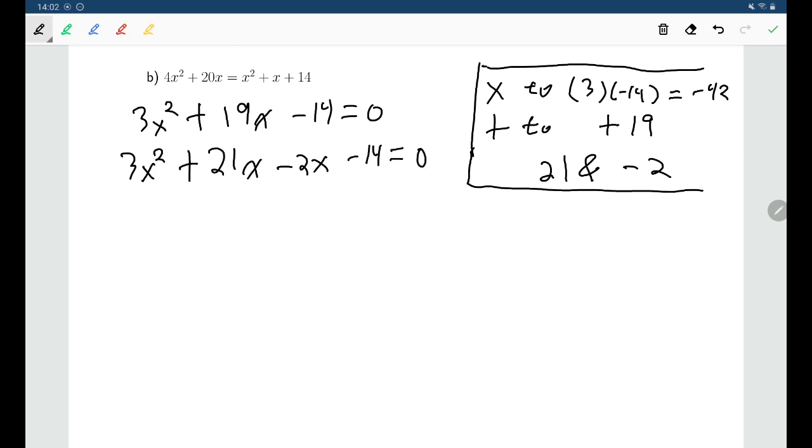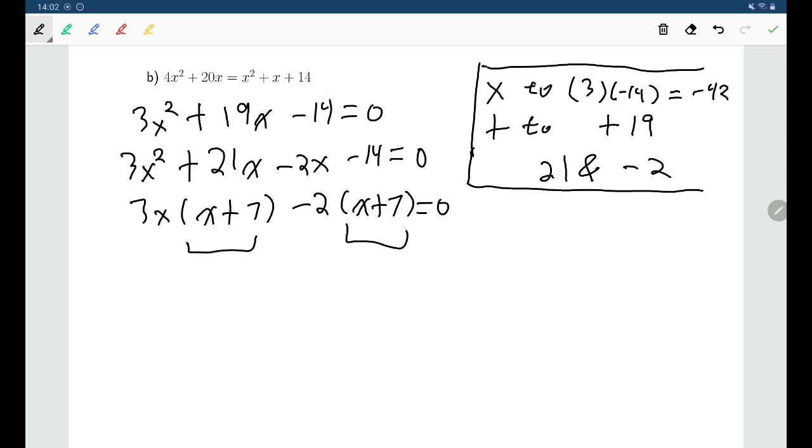And now factor by grouping. First two terms, I can take out 3x, and that leaves x plus 7 left over. The second two terms, I can factor out negative 2, and that leaves x plus 7 left over. And that means that our choice of two numbers was done correctly, since x plus 7 is in common to both. Remember that if you're trying this approach of factoring by grouping, if what's left over doesn't match, then you did something wrong, and usually the something is you picked the wrong two numbers.